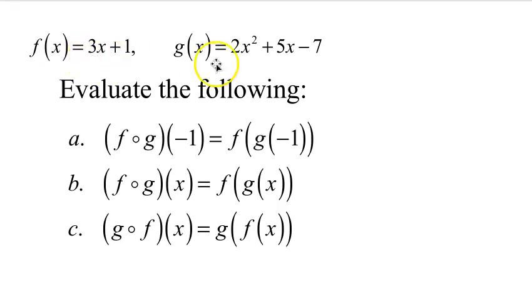We have a function f of x is 3x plus 1, and a function g of x is 2x squared plus 5x minus 7. We want to evaluate the following. We have f circle g of -1, which means f of g of -1. F circle g of x, which means f of g of x. G circle f of x, which means g of f of x.